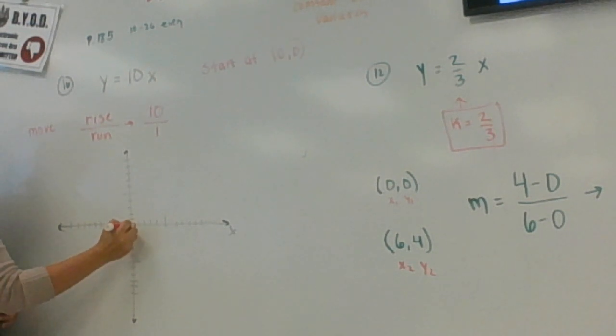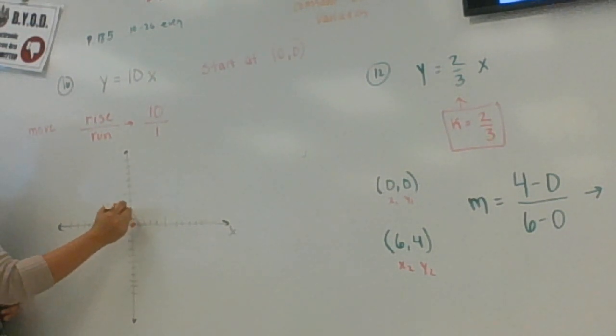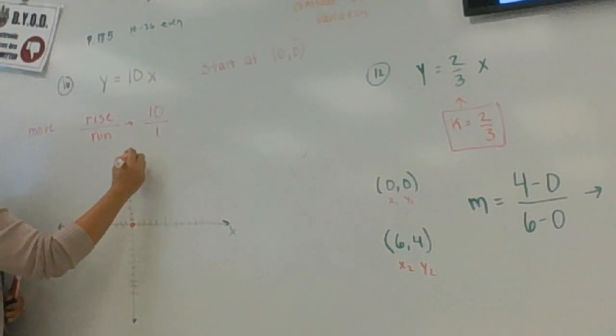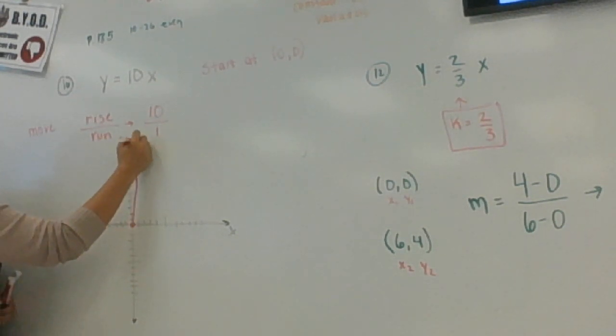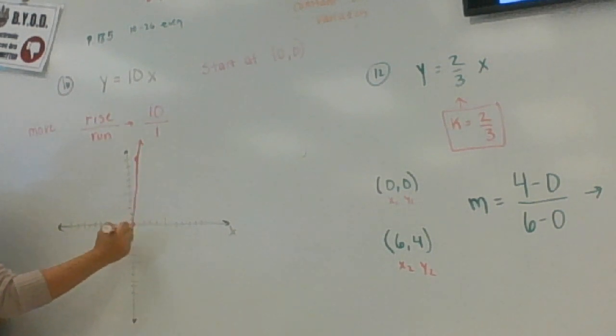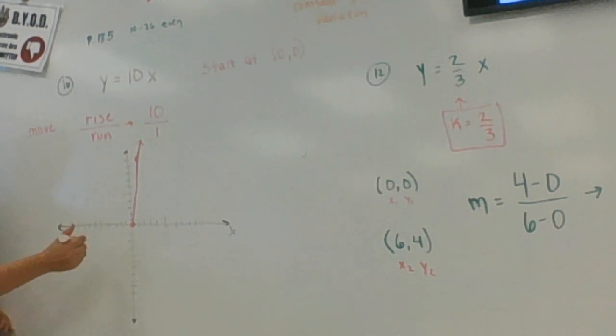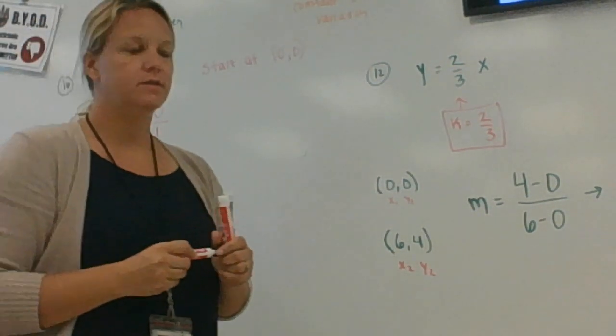So I'm going to start here, and I'm going to count up 10 and go over 1. And so it's a very steep line. Up 10 over 1 is very steep. I don't want just half your graph though. I want to see you match the pattern the other way. So I'm also going to go down 10 over 1. So I have a graph going both right and left.